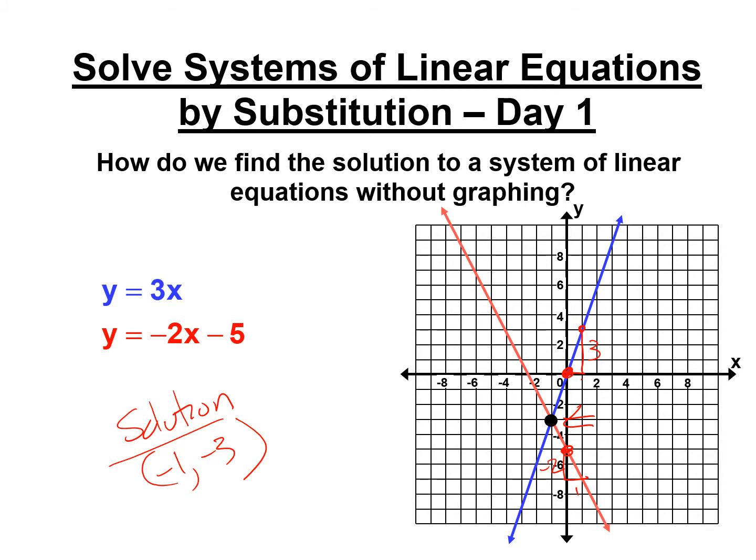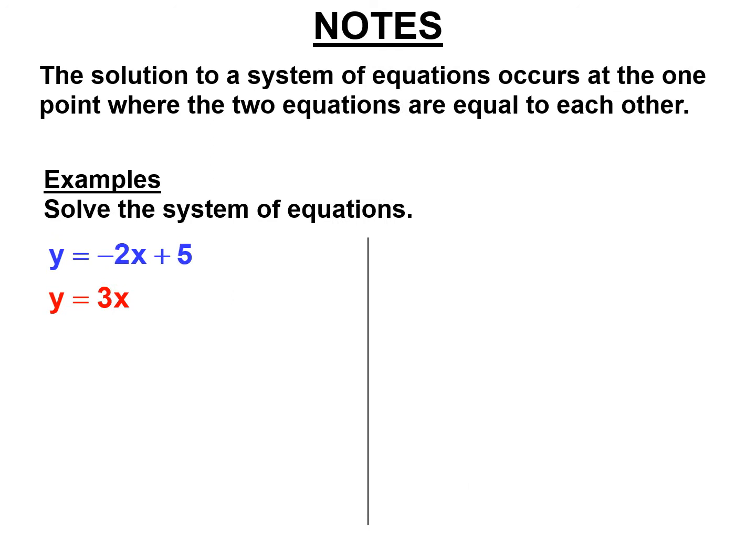So can we do that without the graph? Yes, and there's multiple methods of doing it. We're going to use a method called substitution. And that's what that question at the end of the warm-up was about. All right, so what did we learn in the last unit? We're trying to find the one spot where the two equations have the exact same x and y, right? Each line has an infinite amount of combinations of x and y, but there's only one combination where they're both the same. So what can we do with that?